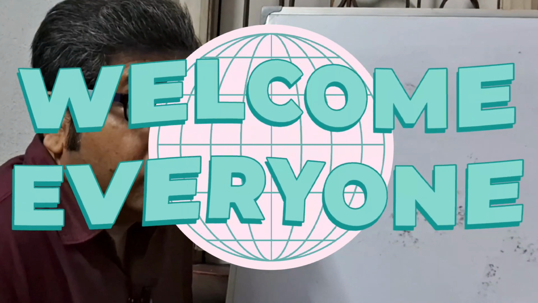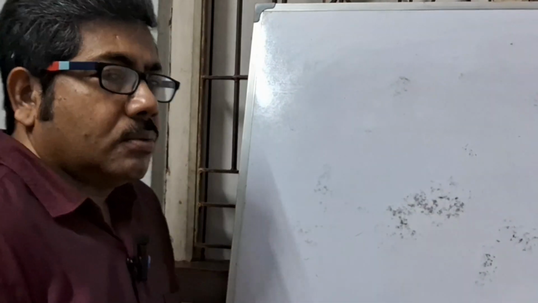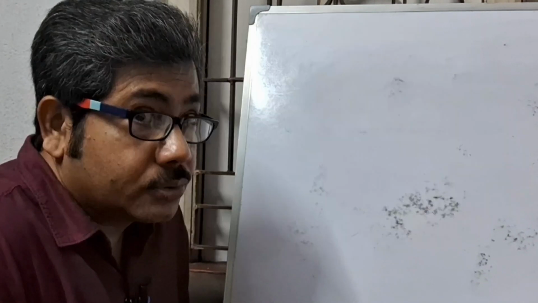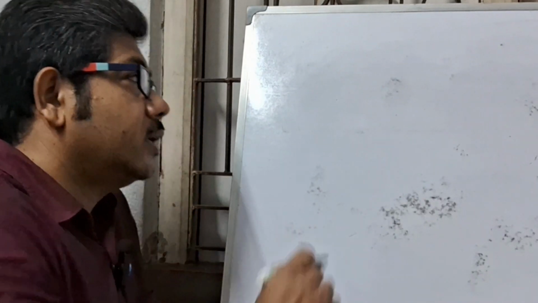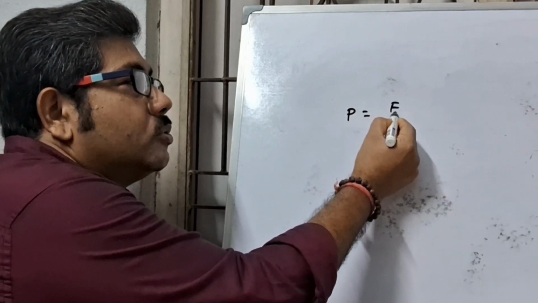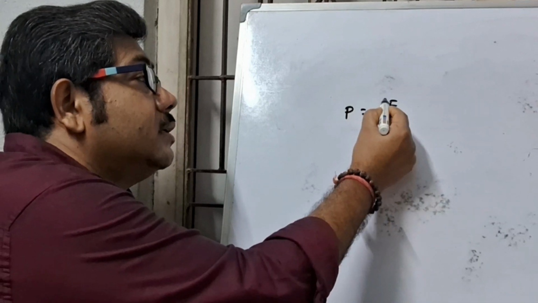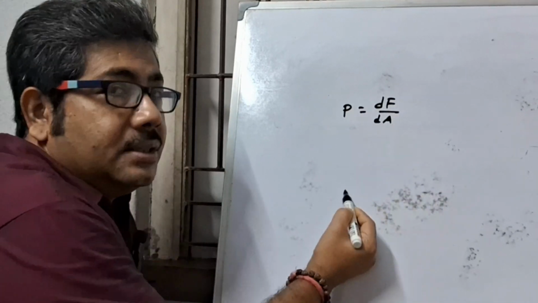Today I will discuss definition of pressure, pressure measurement and classification of pressure. First of all, definition of pressure. Pressure is defined as the perpendicular force applied on the fluid surface per unit area. That means P equal to perpendicular force F by A, and it can be written in this way. This is in derivative form, dF by dA.